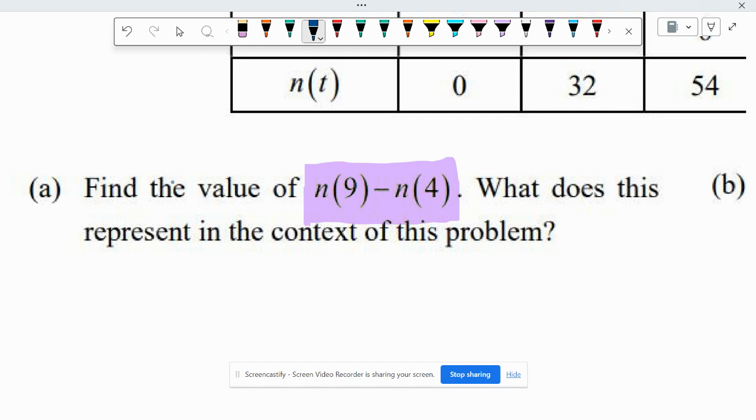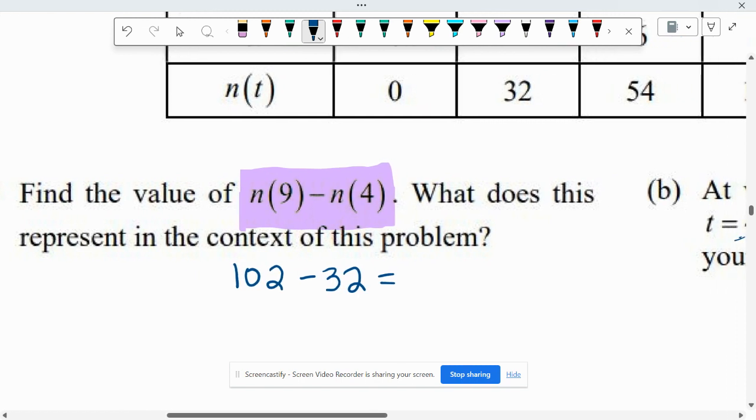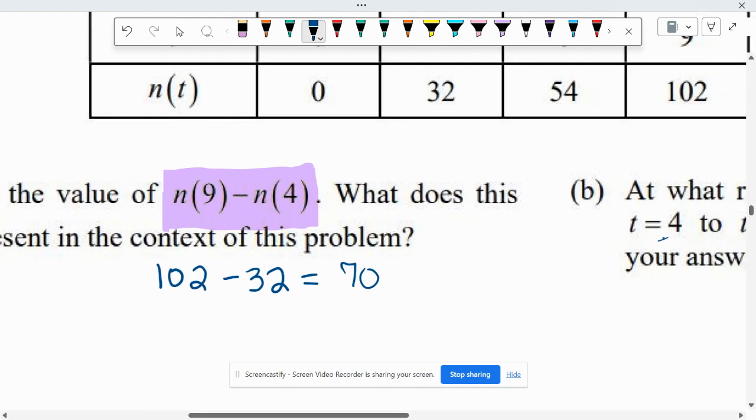So what is the output when I let n equal 9? Look at your table. What is the output when n is 9? Yeah, it's 102. What is the output when n is 4? So between 4 and 9 minutes, how many people entered the theater? What is 102 minus 32? 70. So in that interval of time between 4 and 9 minutes, 70 people entered the theater.